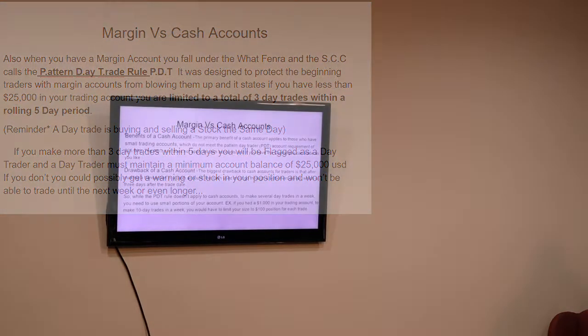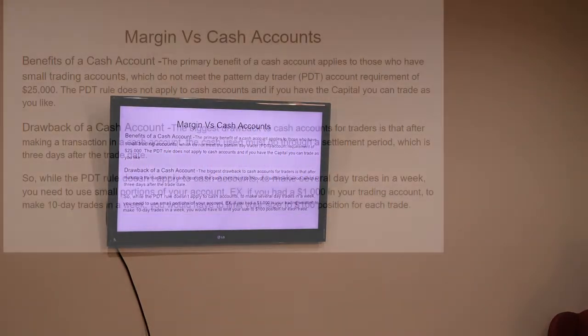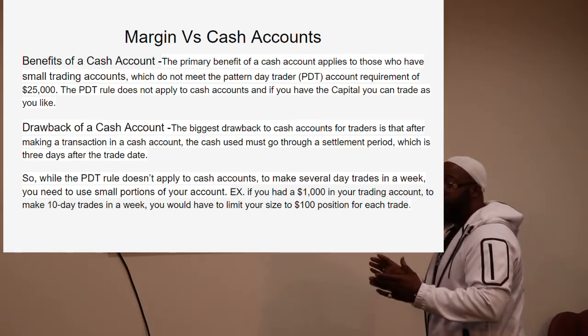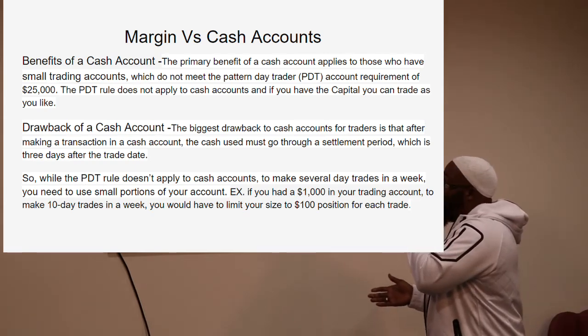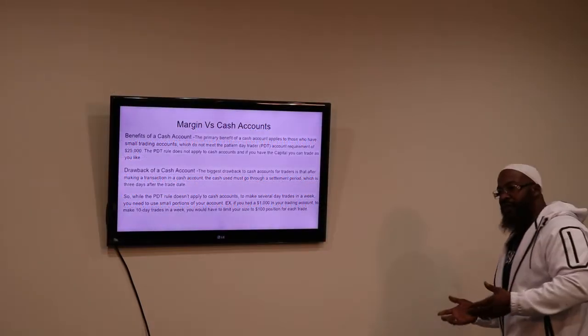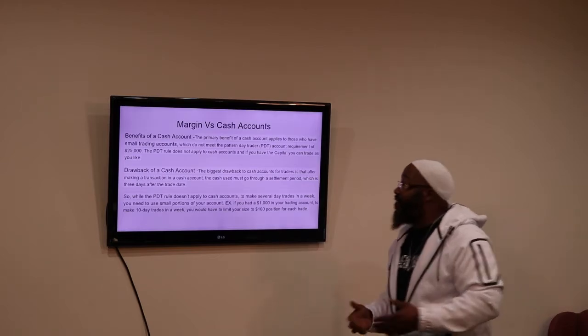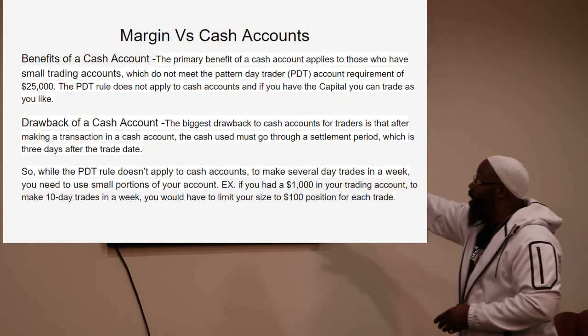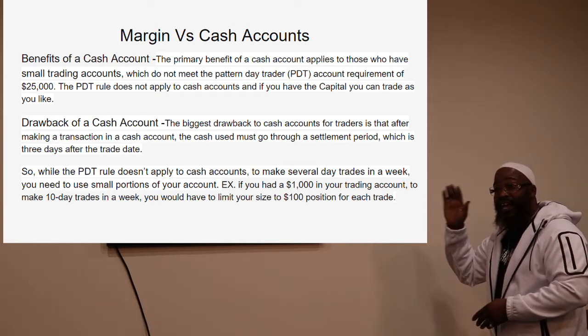Now, the benefits of a cash account, okay? The primary benefit of a cash account applies to those who have small trading accounts, which do not meet the PDT requirement of $25,000. So one of the benefits of a cash account, if you don't have $25,000, is that the PDT rule does not apply to cash accounts. And if you have the capital, you can trade as much as you like.